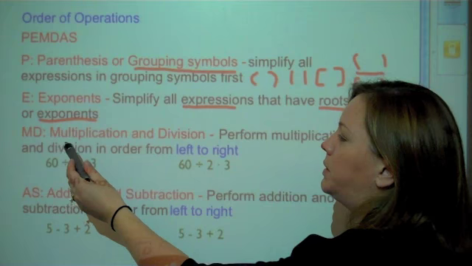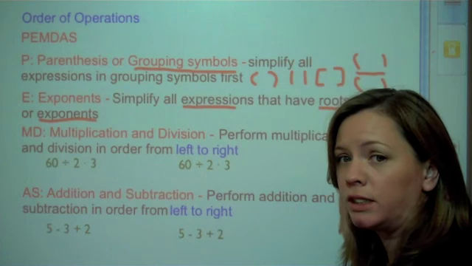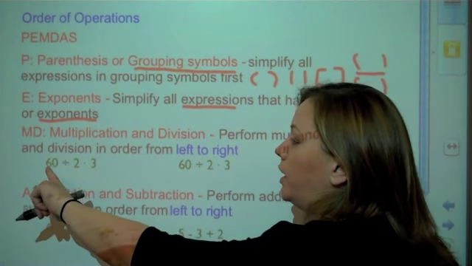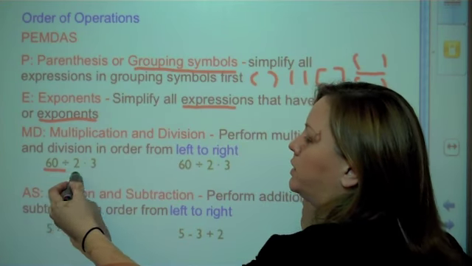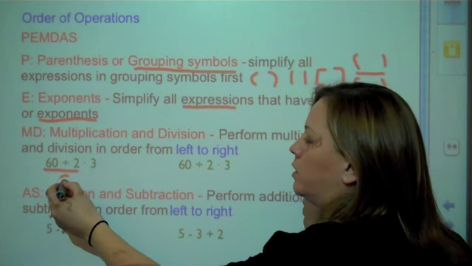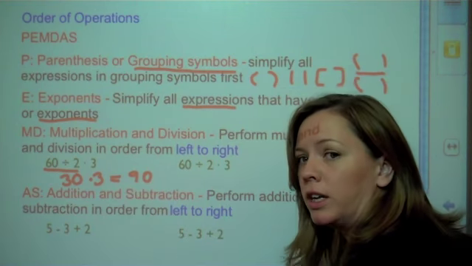Then we perform multiplication and division in order from left to right. So let's consider a couple examples. If I perform my multiplication and division in order from left to right, I would do 60 divided by 2 first, which is 30. And then 30 times 3, which is 90.